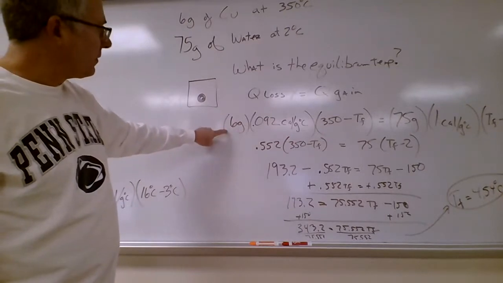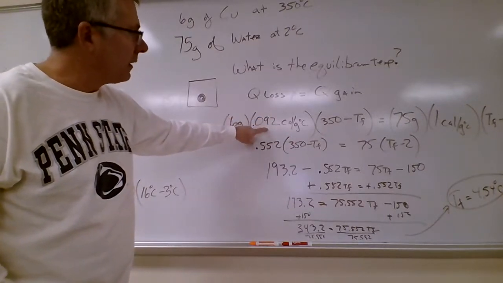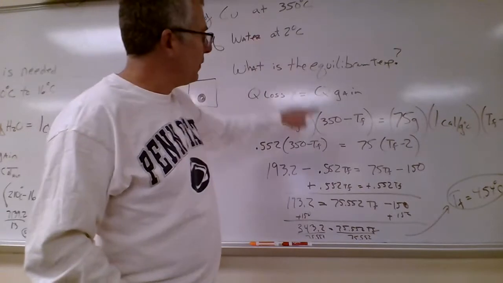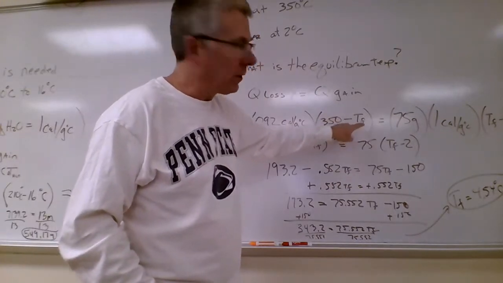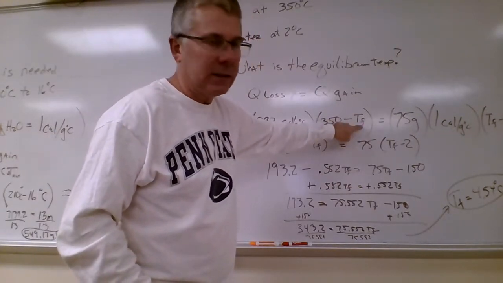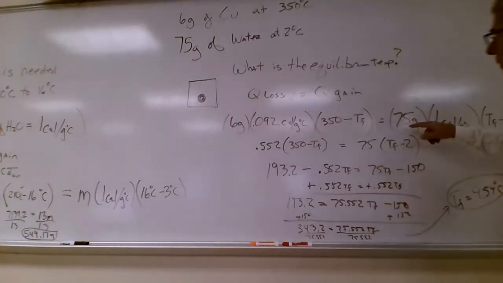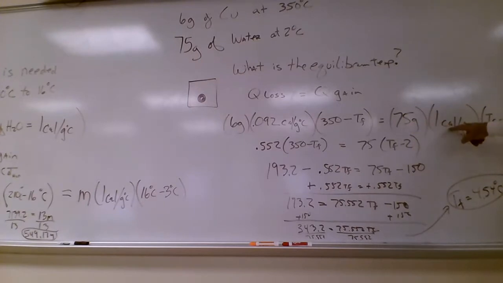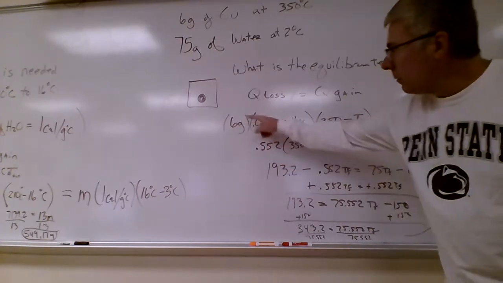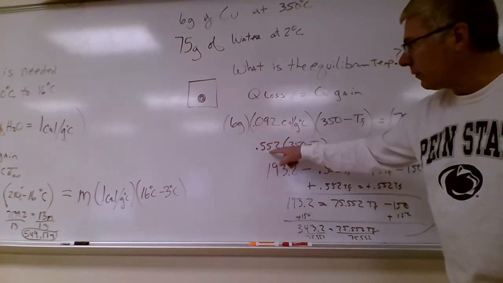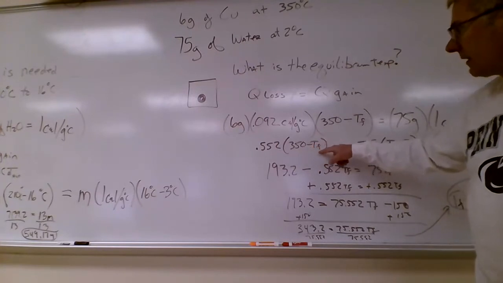You get 6 grams of copper. Here's a specific heat of copper. And it's going from 350 to final temperature. Notice, the final temperature we know is going to be less than 350, so it's over here. Meanwhile, we've got 75 grams of water with a specific heat of water of 1, and then we know the final temperature is going to be higher than 2 degrees, so we'll put that here, minus 2 degrees. Multiplying these two numbers together, we get 0.552 times 350 minus TF.